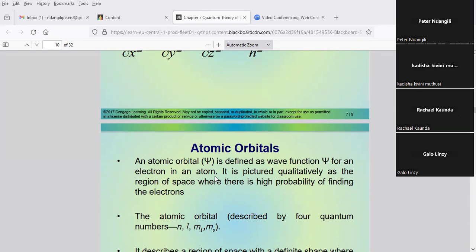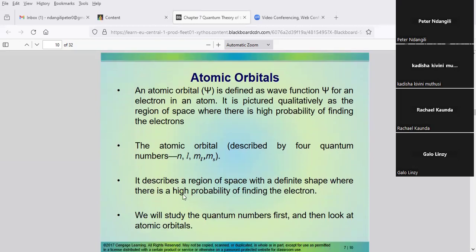That psi is pictured qualitatively as the region of space where there is a high probability of finding electrons at any given time. Using this, we can say that an atomic orbital is characterized by quantum numbers. There are 4 quantum numbers that describe an atomic orbital, and they are n, l, ml, and ms.